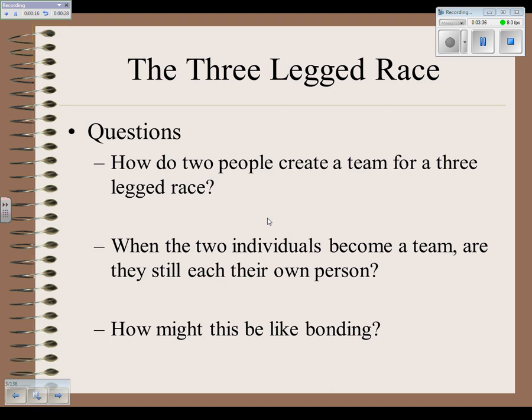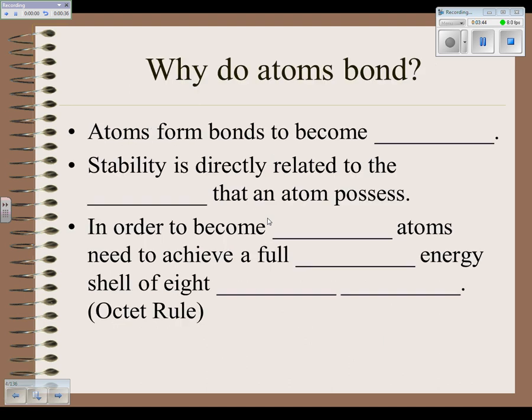So how do 2 people create a team for a three-legged race? When the 2 individuals become a team, are they still each their own person? How might this be like bonding? Why do atoms bond? Atoms form bonds to become more stable. Stability is directly related to the energy that an atom possesses, and in order to become stable, atoms need to achieve a full outer energy shell of 8 valence electrons.